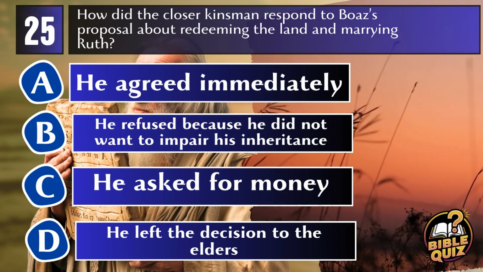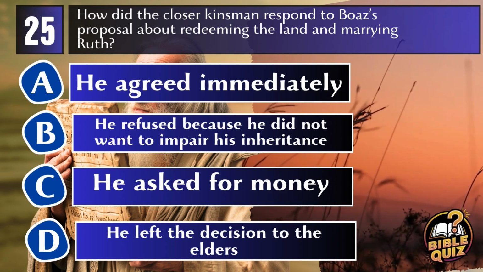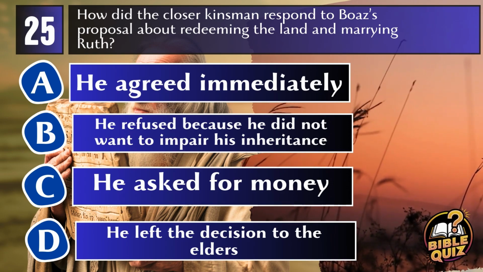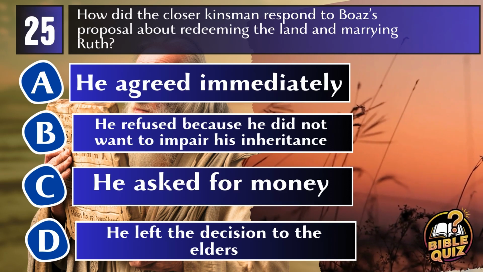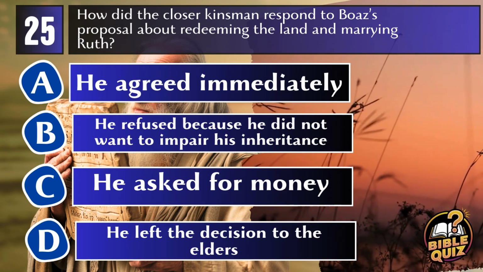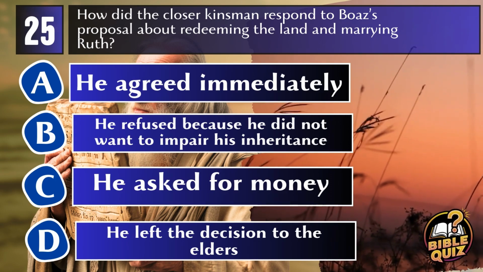Question 25. How did the closer kinsman respond to Boaz's proposal about redeeming the land and marrying Ruth? A. He agreed immediately. B. He refused because he did not want to impair his inheritance. C. He asked for money. D. He left the decision to the elders.